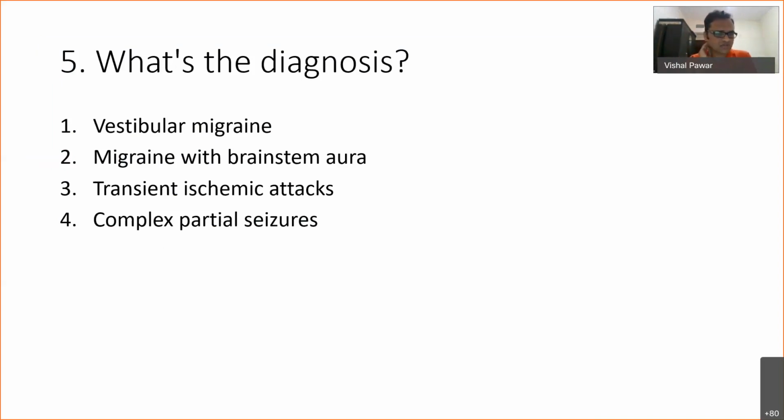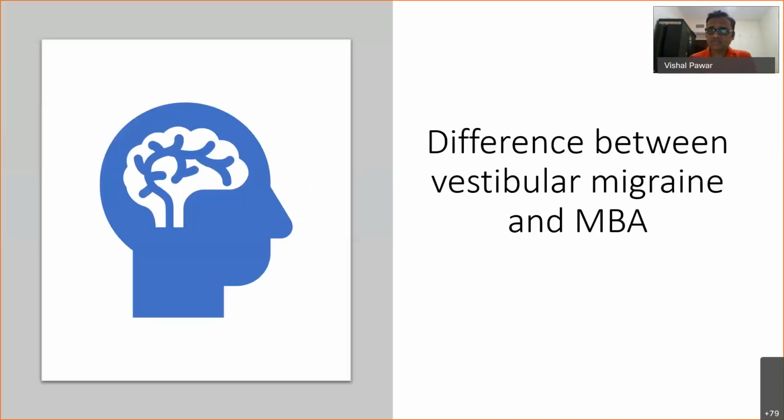the differential diagnoses which I considered, especially the first three, were vestibular migraine, migraine with brainstem aura, and transient ischemic attacks. Complex partial seizures can also be considered as a differential diagnosis, as the patient was feeling drowsy.